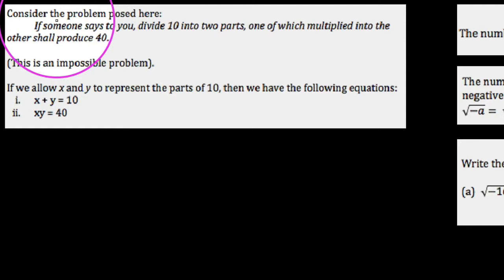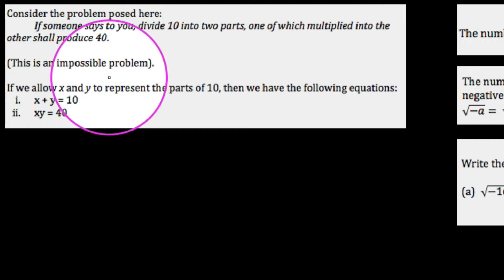If somebody said to us, divide 10 into two parts, some x and some y, split it up like 5 and 5, or 1 and 9, something like that. But when we multiply those, we get 40. You might go ahead and start by saying this. Well, two numbers that add up to be 10 that multiply out to be 40. I can't think of any.